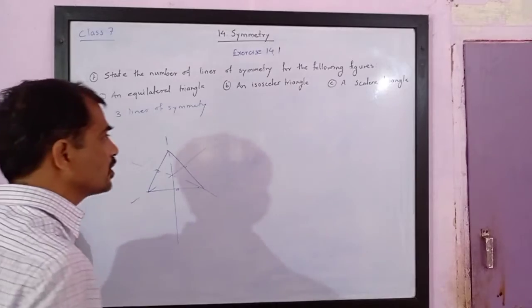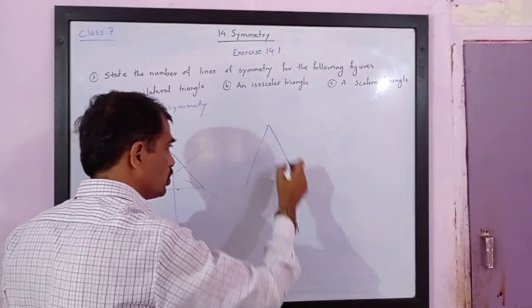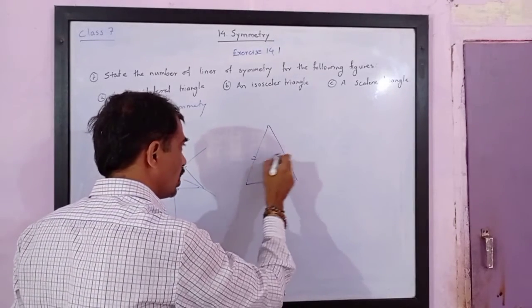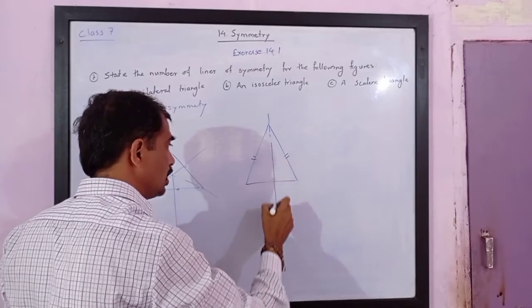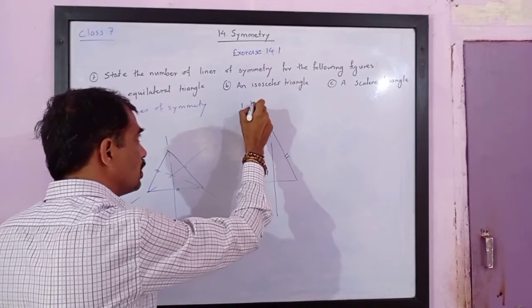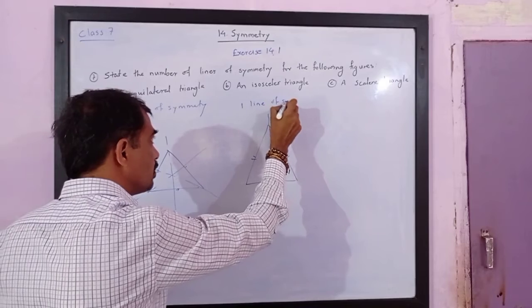Then if you take an isosceles triangle, it has two sides equal and one side not equal. So if you draw the line, you will get only one line of symmetry.